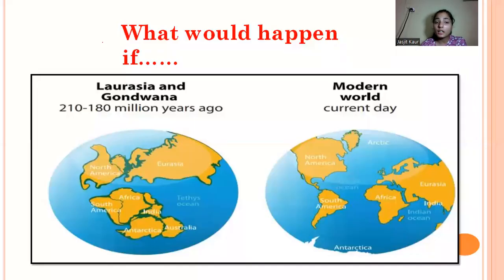So now think, what would happen if continental drift had not taken place? If all the continents were connected till now, then what would happen, or how would it affect the Earth's surface? Yes, very good. So this can be one thing: all the continents will remain connected with each other if continental drift is not there. And apart from this, what else can be there?